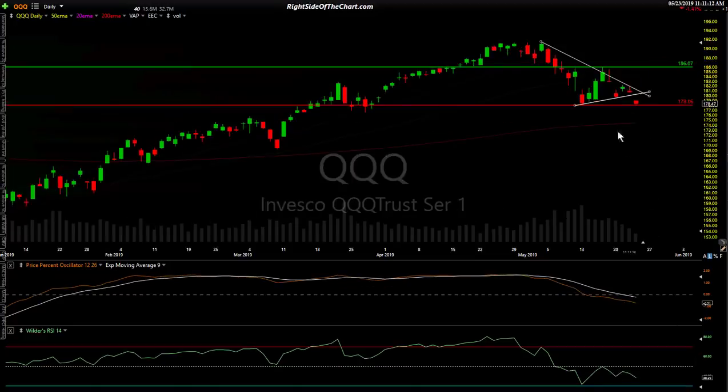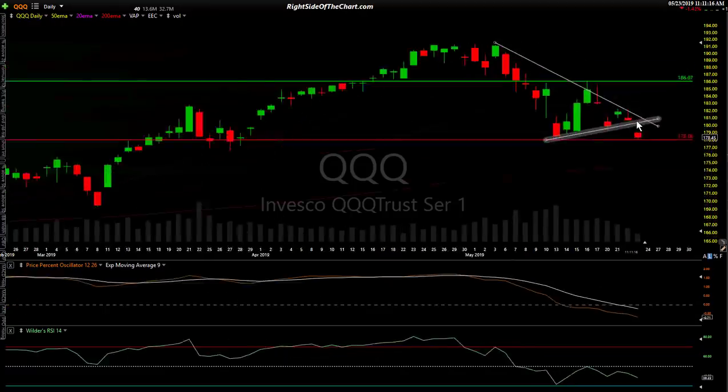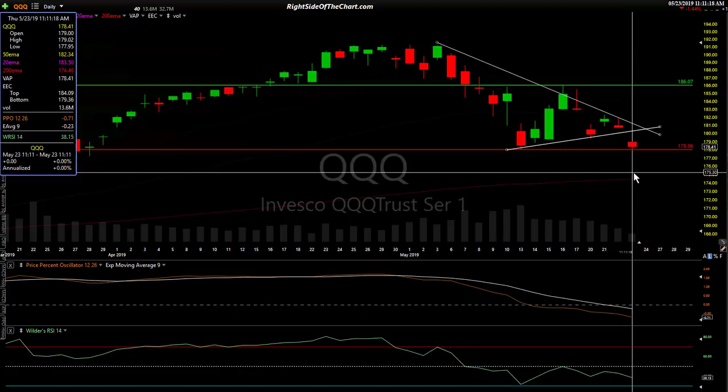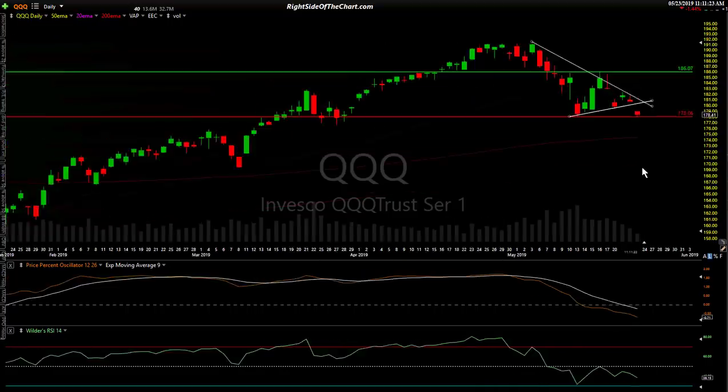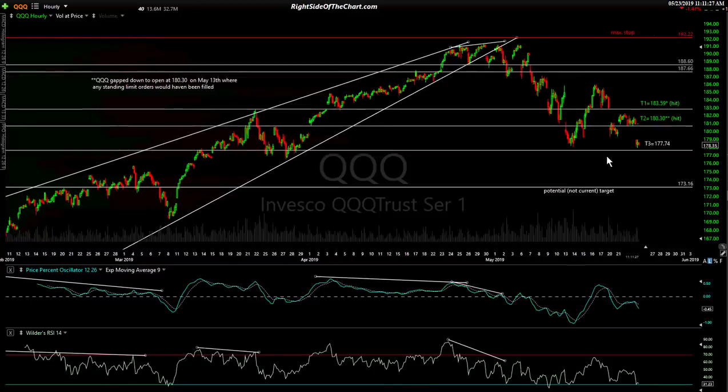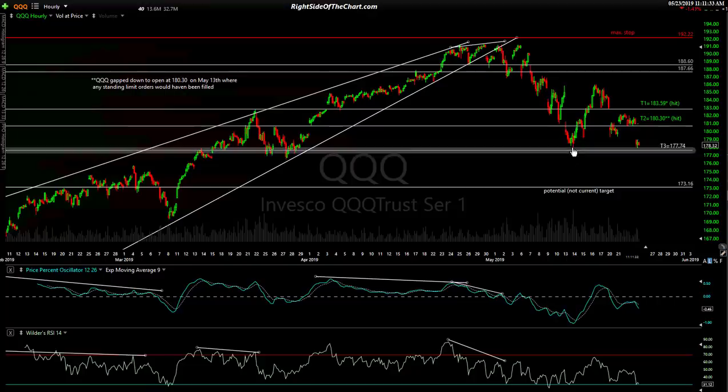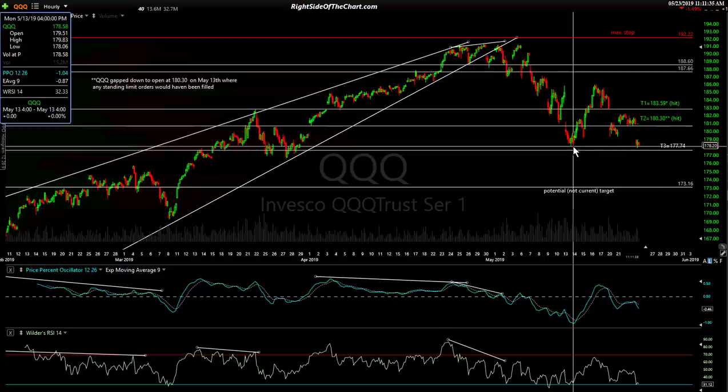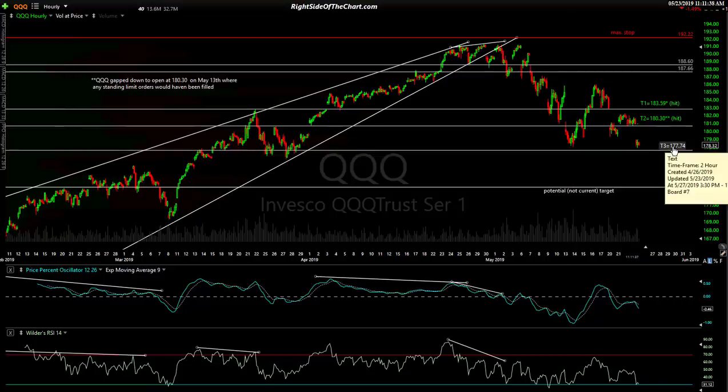And let's not forget QQQ. QQQ broke from its triangle and boom, right down to that 178 level. In fact, let's look at the low today. Low of 177.95. Close enough for government work. A little frustrating here. As I mentioned, I've had quite a few updates on the official short trade for QQQ. We hit that back here in the pre-market session when the market bottomed back here. We hit and exceeded that target.